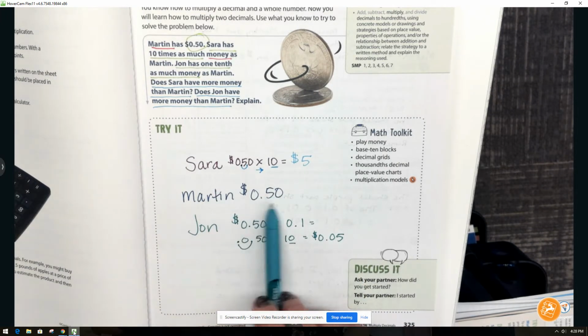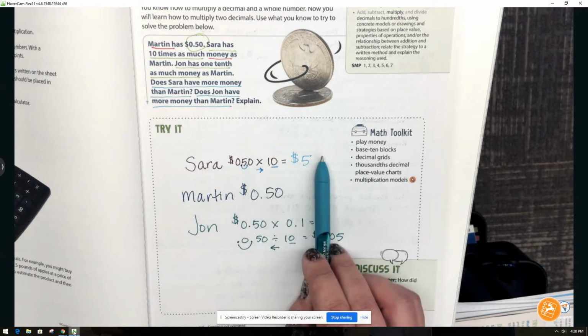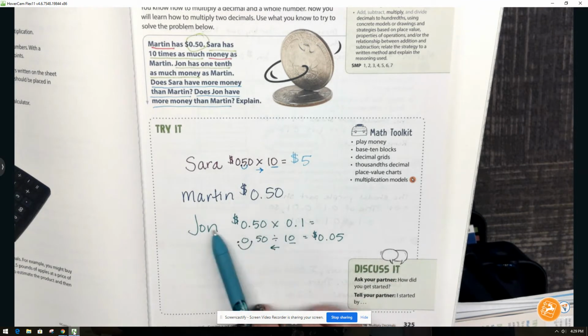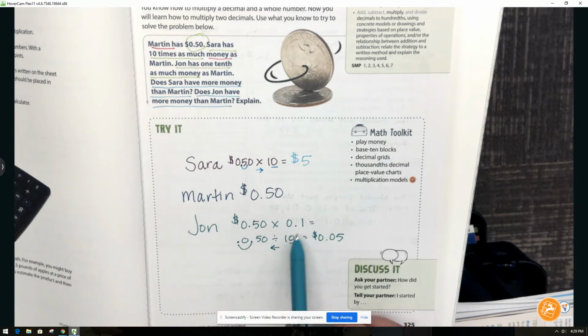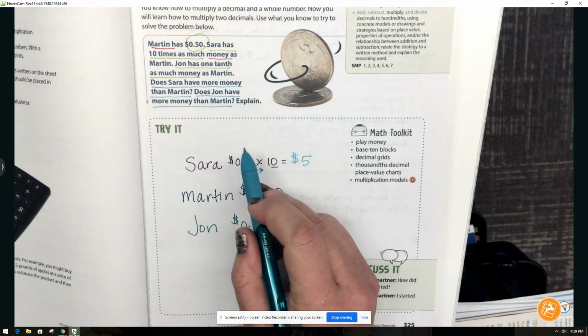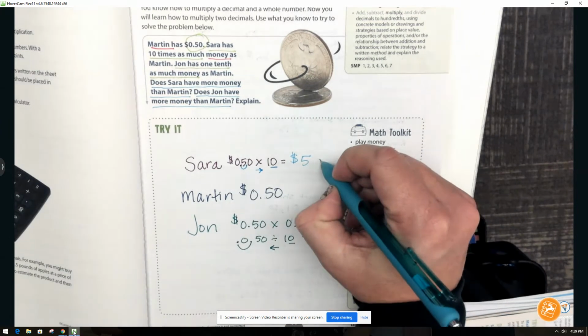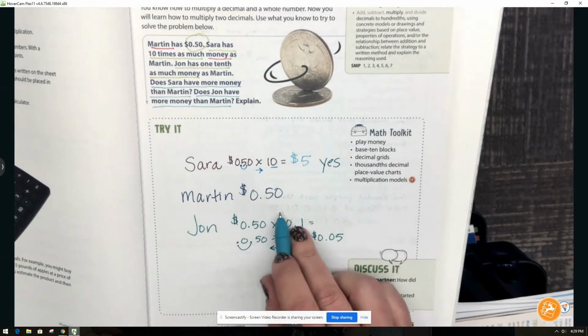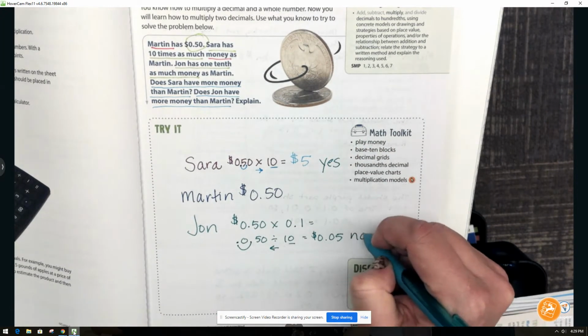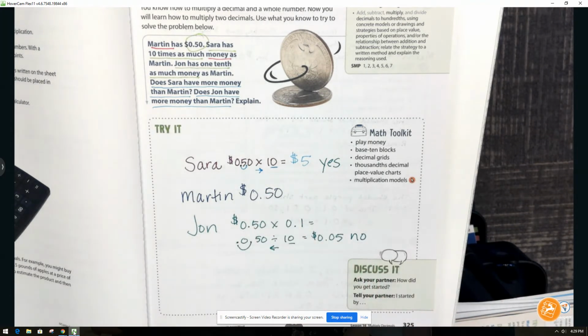So Martin has 50 cents. Sarah has 10 times more, and she has $5. John has 10 times less, or a tenth. This means 10 times less, or 1/10 of what Martin has. And so that means that John has only 5 cents. He does not have very much money at all. He's just got a nickel. So does Sarah have more money than Martin? Yes. Does John have more money than Martin? No, because Sarah has 10 times more, which means that she's going to have more money than him.